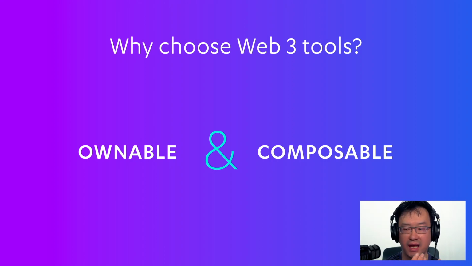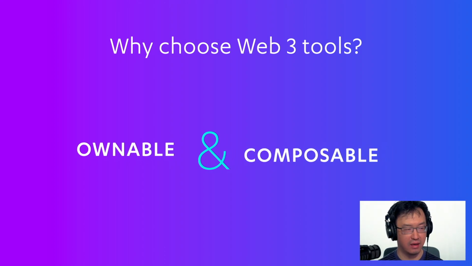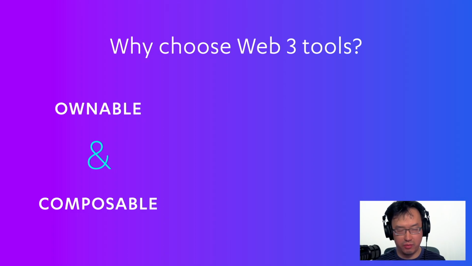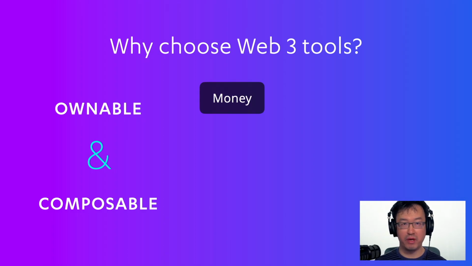One of the first things that happened is that ownable and composable kind of came in two phases. The first phase was Bitcoin. Bitcoin was the original Web3. I don't think those terms existed back then, but it was ownable money.